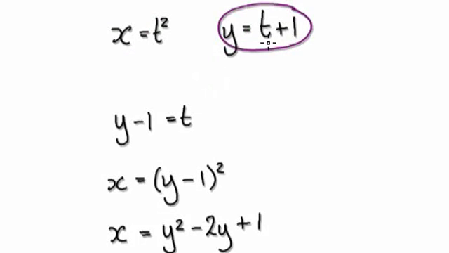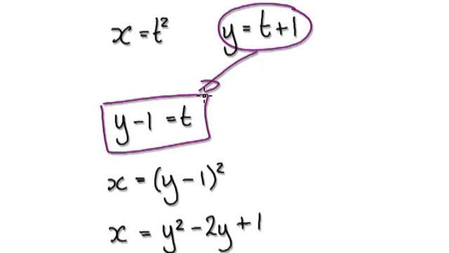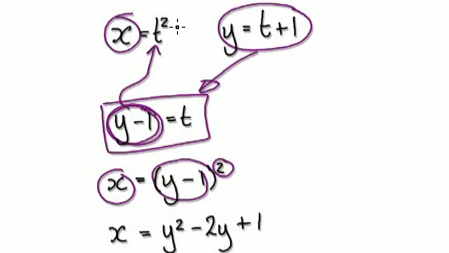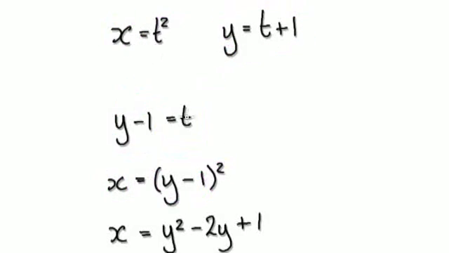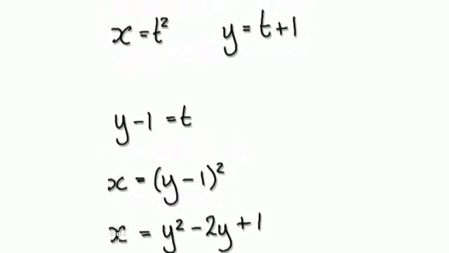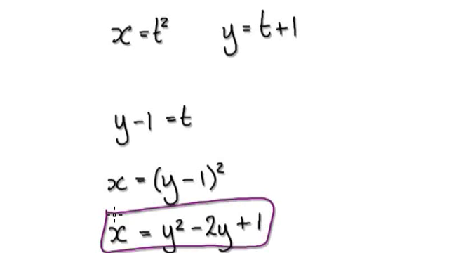So starting with this, rearrange it to make t the subject. So t would then be this, and now we know t equals y minus 1. We can put it into here. So x would be this thing squared. It's just a matter of eliminating the t. That will then give you this, and then multiply the brackets, and that will give you this.